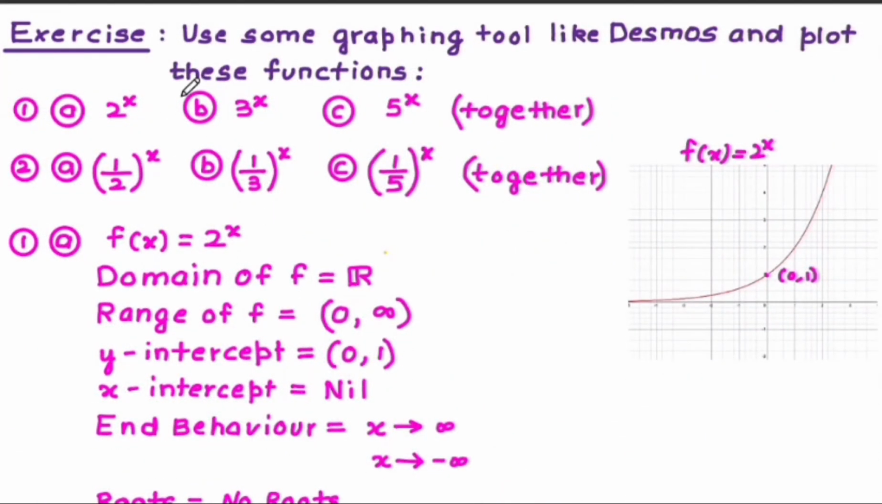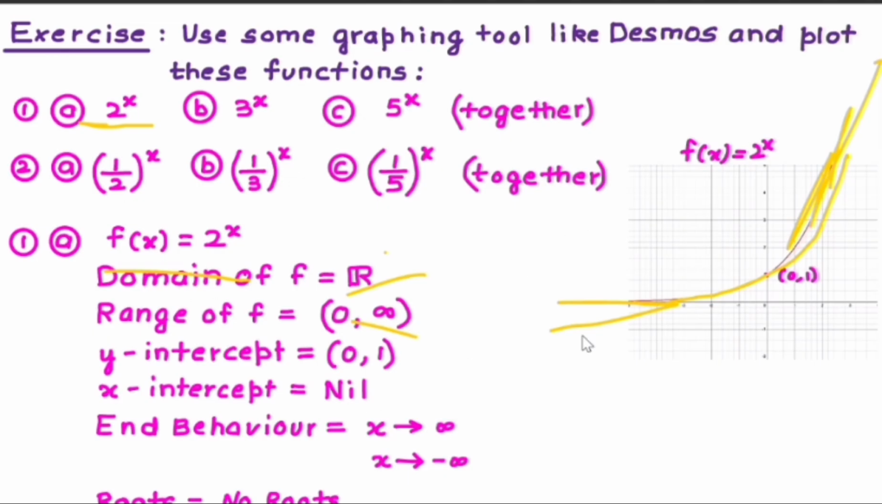Now let's see some examples. Use some graphing tools for these functions. I'll do one: 2 raised to power x. This is our function. We know that the domain of an exponential function is R, all real numbers, and the range is from 0 to infinity. And we know that when a is greater than 1, this is how the graph looks. The end behavior will be minus infinity here and plus infinity here.